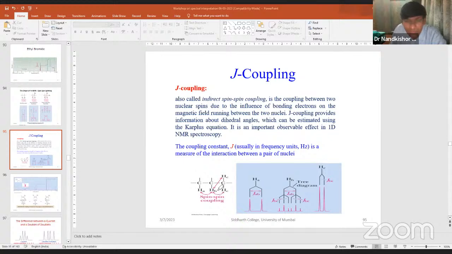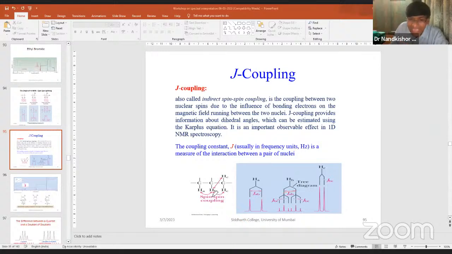Now, if you have the middle peak, the middle peak will correspond to two different types of protons, HA and HC. So first it will split into the doublet. So this is a doublet. Now look, one thing: HA couples with HB, and conversely HB couples with HA. So when HA couples with HB and HB couples with HA, both will have the same J value. So this J value will be exactly the same.